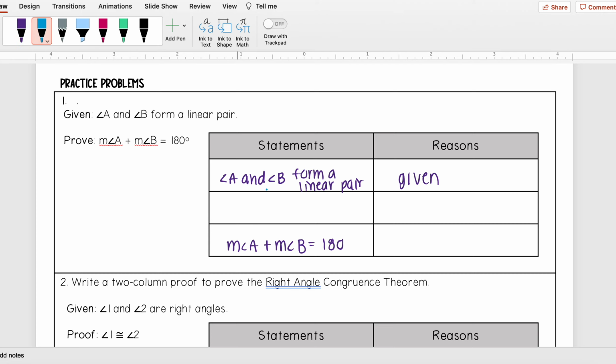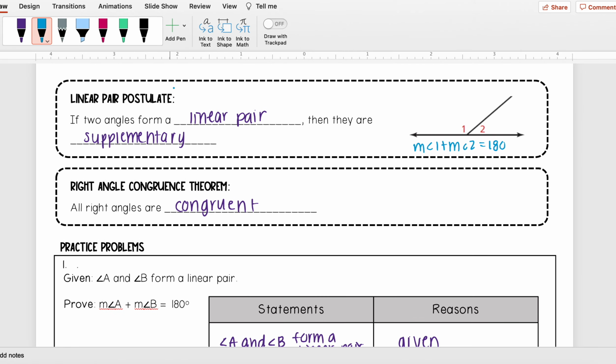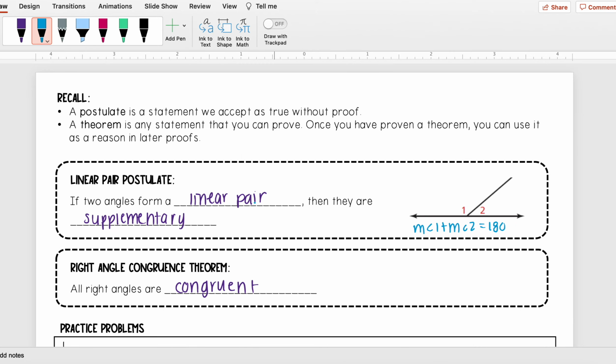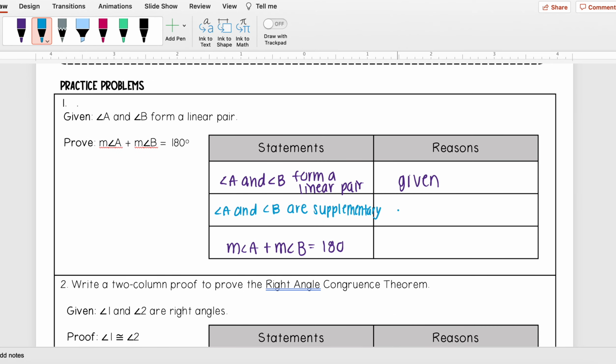Now I need to fill in that middle step and then the reason for my last step. Well, you need to look at what we're given. We're given that angle A and angle B form a linear pair. What does that mean? From our linear pair postulate, if two angles form a linear pair, then they are supplementary. So since angle A and angle B form a linear pair, I can then say that angle A and angle B are supplementary. And what's my reason? My reason for that is the linear pair postulate.